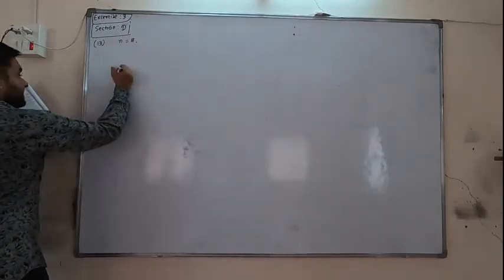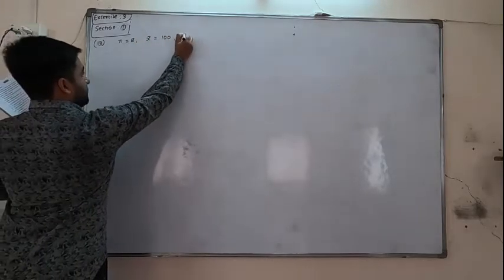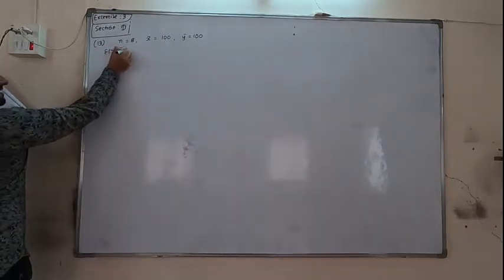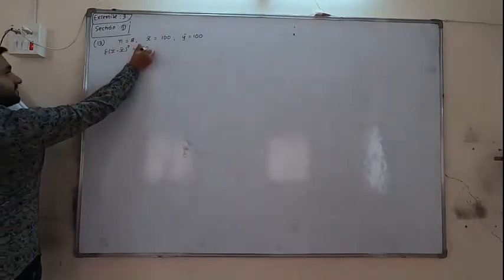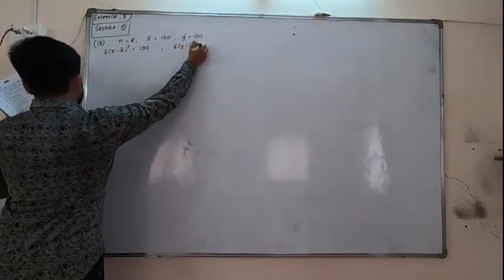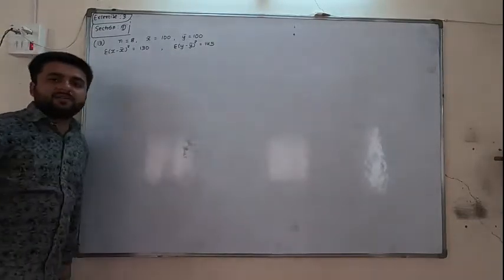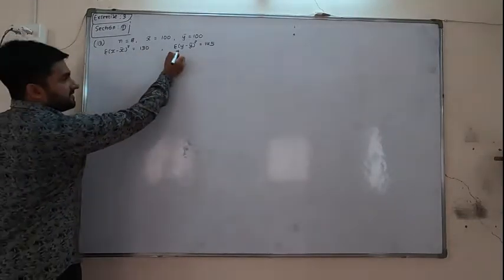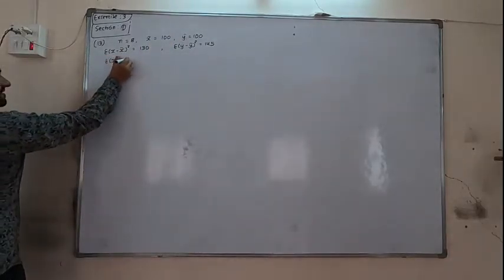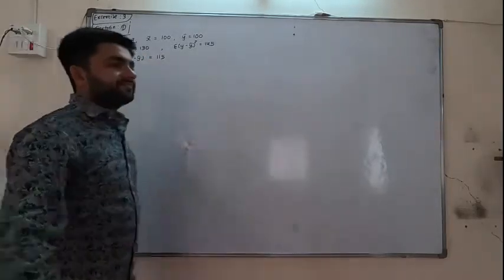N is equal to 8. X bar is 100. Y bar is also 100. Then sigma x minus x bar square is 130. Sigma y minus y bar square is 145. How? Deviations means x minus x bar, y minus y bar. Their sums means sigma, and square means this. Now product means sigma x minus x bar multiplied by y minus y bar. That is 115.